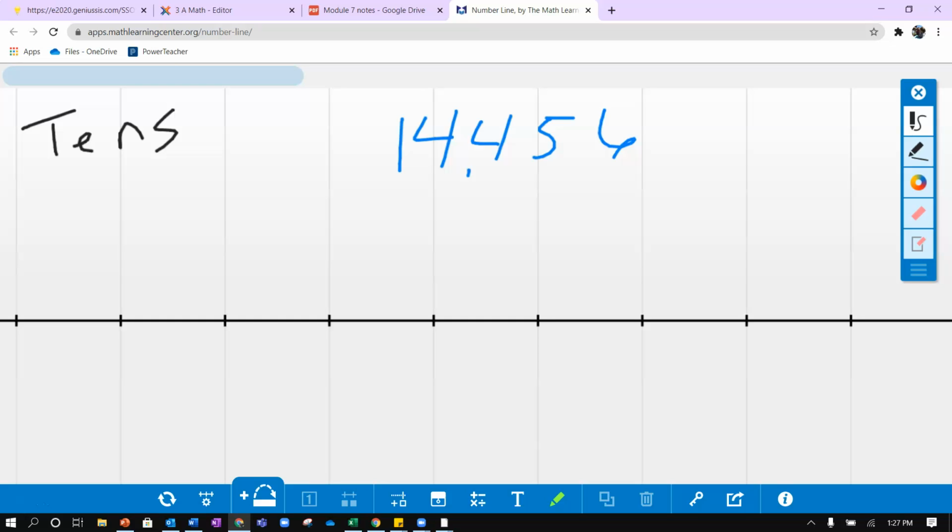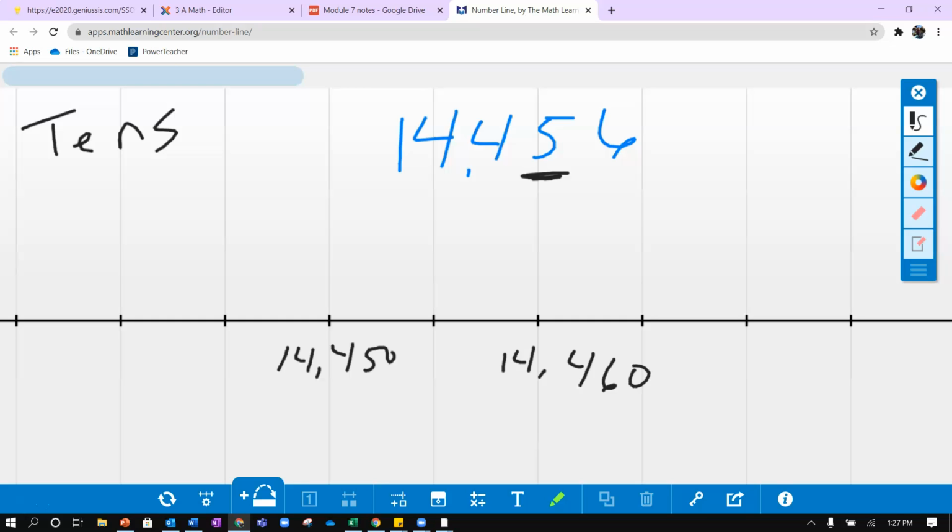So using my number line, I'm just going to pick a dash to start with. And I'm going to identify that, okay, I'm at the tens place. So I've got 14,450. So I'm counting by tens. Notice that 50 is one of the multiples of 10. If I was counting by 10 and I'm at 14,450, my next count by 10, or increase by 10, would be 14,460.